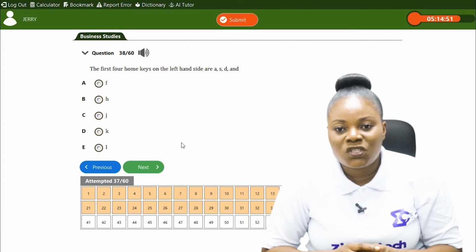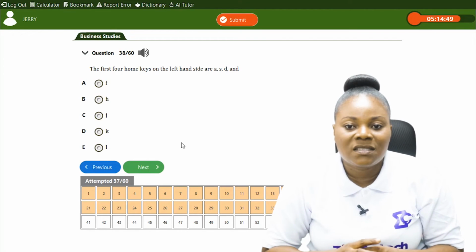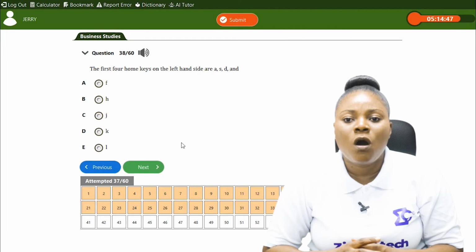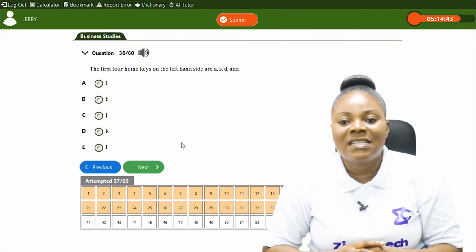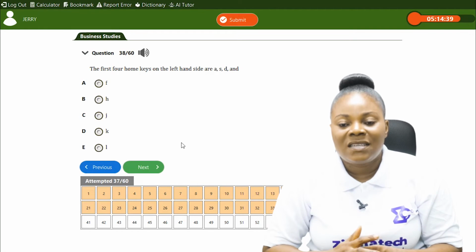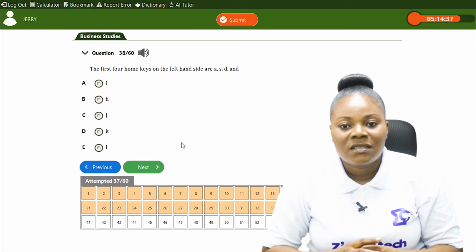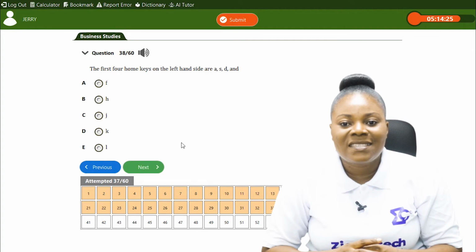The next question, question 38, says the first 4 home keys on the left-hand side are A, S, D, and dash. Is it A, S, D, T? Is it A, S, D, F? Or A, S, D, H? Or A, S, D, J? Or A, S, D, K? Or A, S, D, L?